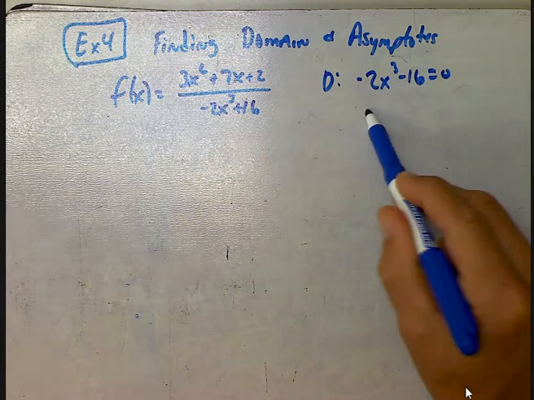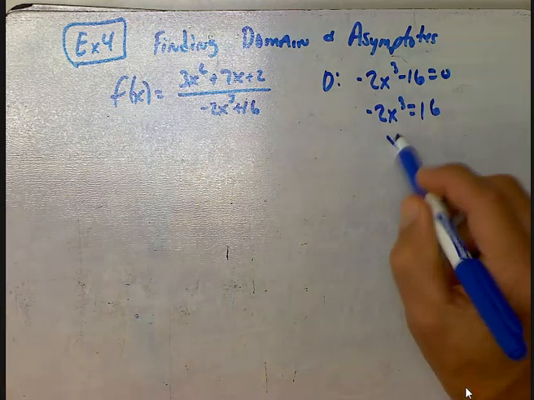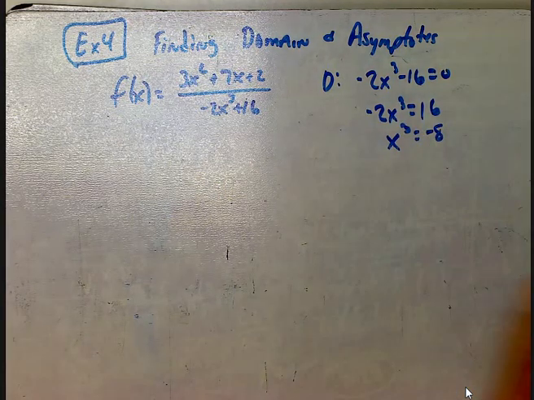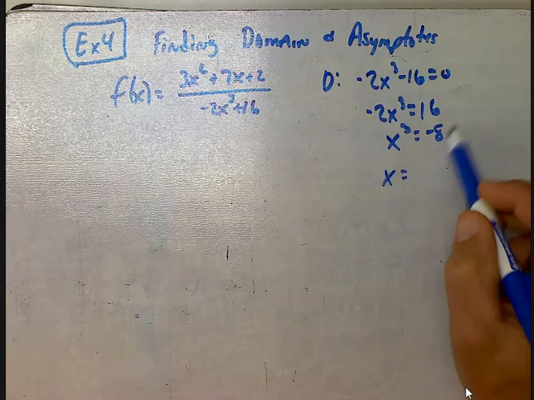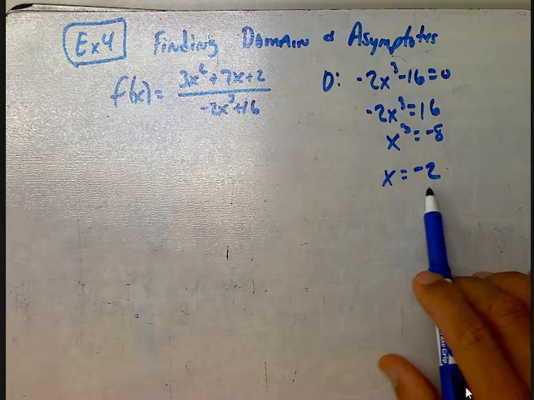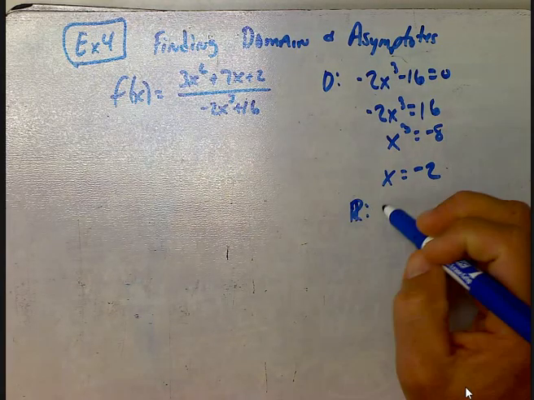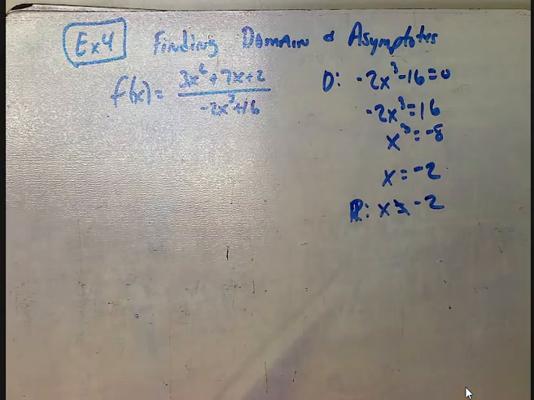So negative 2x cubed equals 16, x cubed equals negative 8. And when I cube root both sides, the cube root of negative 8 is negative 2. So the domain would be all real numbers such that x does not equal negative 2. And there's our domain.